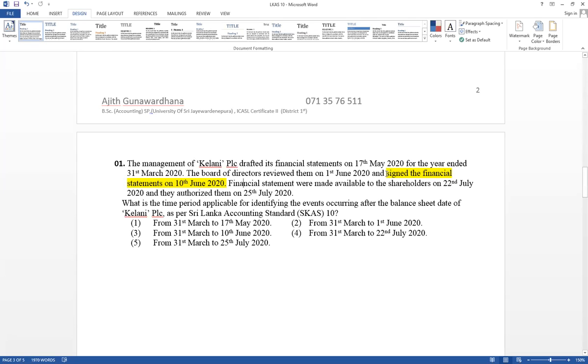You have to look only until the director signs. Our accounting period ends 31st March 2020 and the financial statement is signed on 10 June 2020. Then think about the requirements. What is the time period applicable for identifying events that occur after the balance sheet date of Kalani PLC as per Sri Lanka Accounting Standard 10?